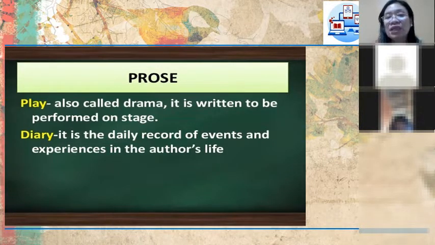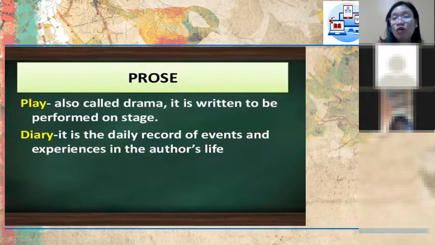Okay, and another one here is play, which is also known as the drama. So it is written to be performed on stage. Okay. So play is usually divided into acts and scenes. And then we have diary. Do you write your personal diary? Okay. It is the daily record of events and experiences in one's life. Okay. Or in the author's life. Okay. So those are some of the different forms of prose.